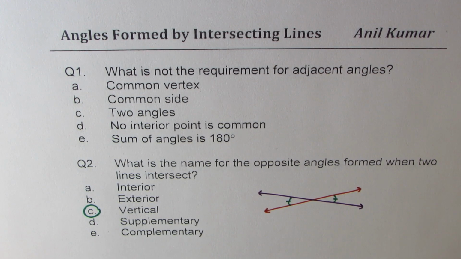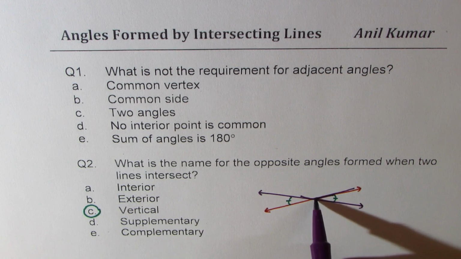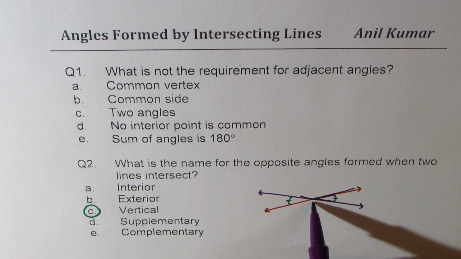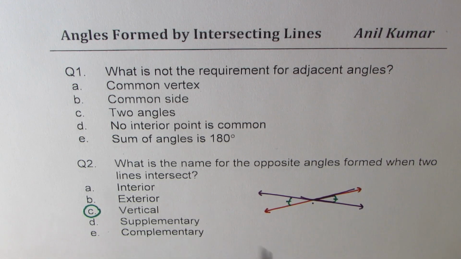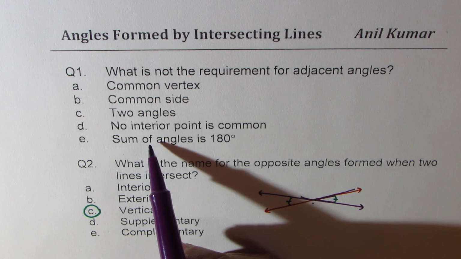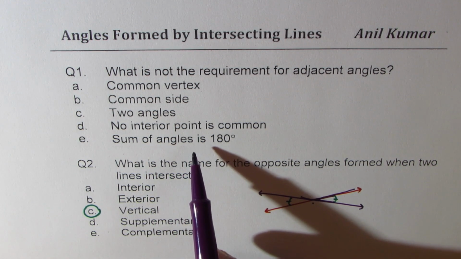Now what are adjacent angles? Now these are adjacent angles. So this angle is adjacent to this one, correct? So these are called adjacent. Adjacent angles have a common vertex, a common side. So looking into all these options, what do you think is not the option or what is not essential for the angles to be adjacent?